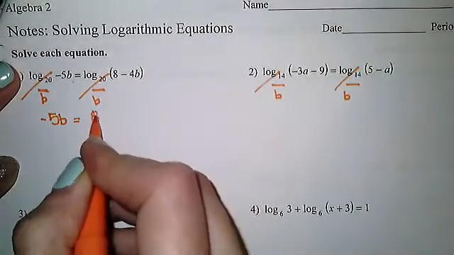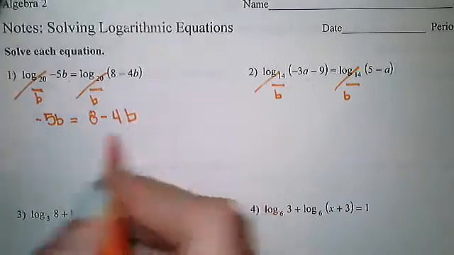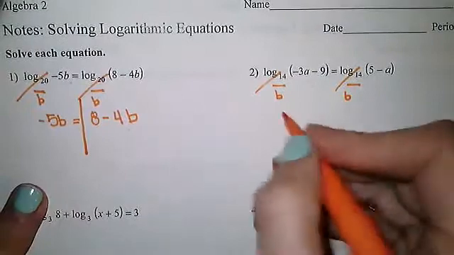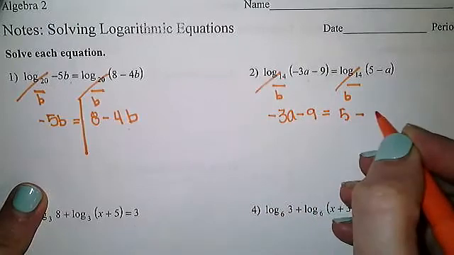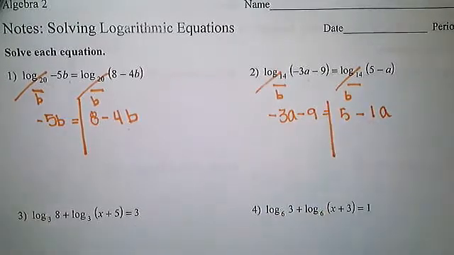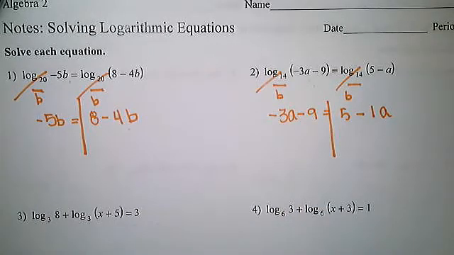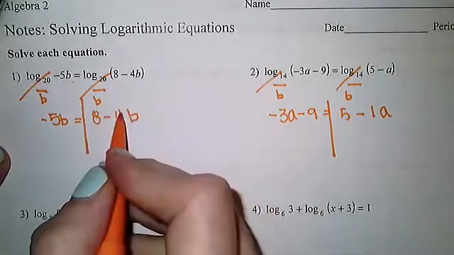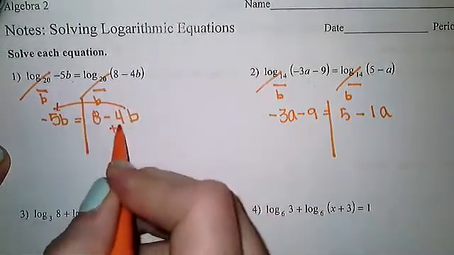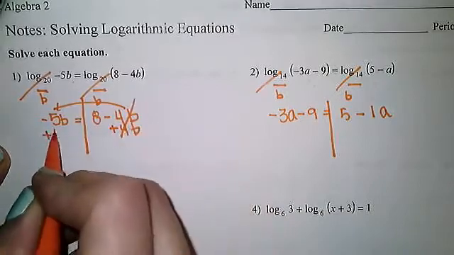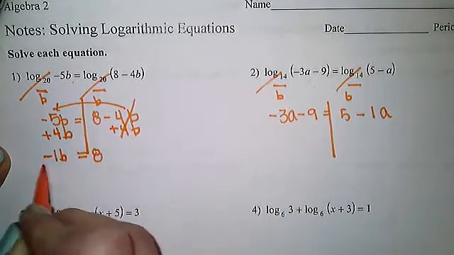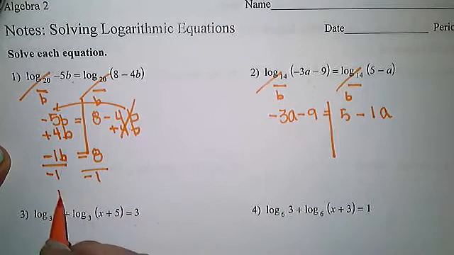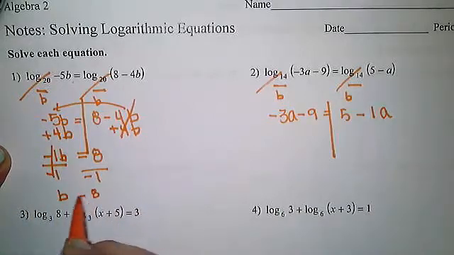Negative 5b equals 8 minus 4b over here. And then over here on this one, negative 3a minus 9 equals 5 minus a, and we can put an invisible one. So we're going back to Algebra 1a, solving multi-step equations, which hopefully should be review. We'll get the letters to one side, adding our 4b over, which gets us a negative 1b equals 8. Dividing by negative 1, and we get b equals negative 8.